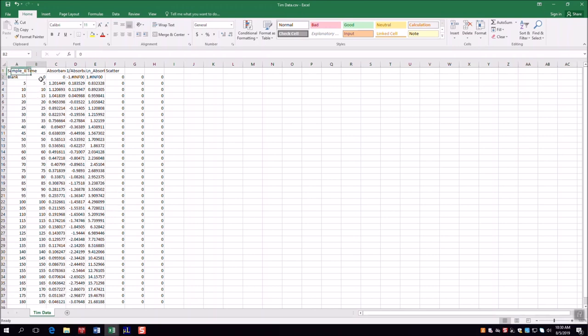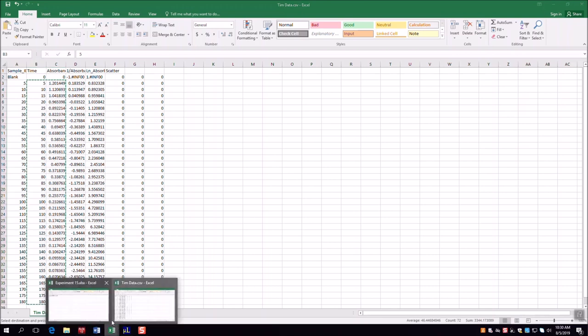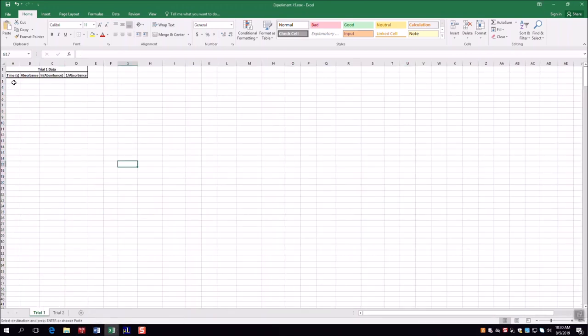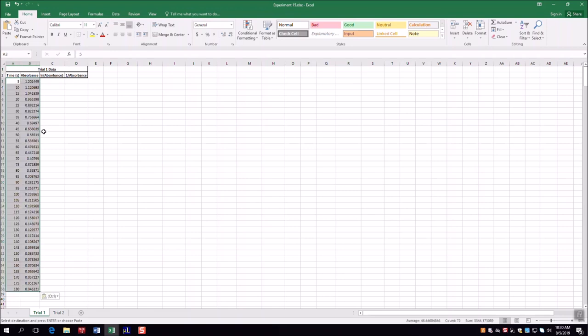So I'm going to take my time values and my absorbance values, and those are the only ones I'm going to take with me to my Excel file. So I'm going to take everything except for the zero number. I'm going to start at 5, and I'm going to take all the way down to 180. I'm going to highlight those two columns. I'm going to copy. I'm going to go over to the data file I have all set up for this video and this experiment, and I'm going to paste it in there nice and pretty, so we have our time values, we have our absorbance values, and they're labeled.